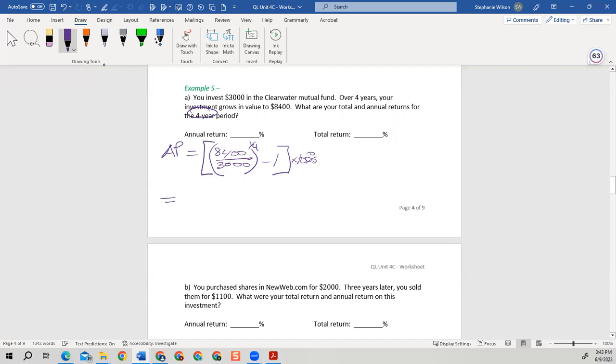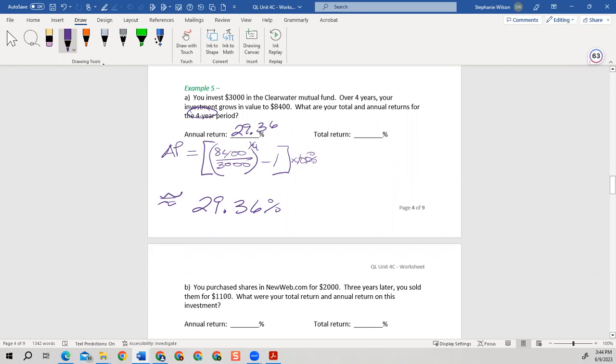All right, let's do this. So I got my fraction, 8,400 divided by 3,000. We're going to raise it to the power of 1/4. And then subtract 1. And then multiply by 100%. And let's round 2 decimal places, okay? 29.36%. All right, that was my annual return.